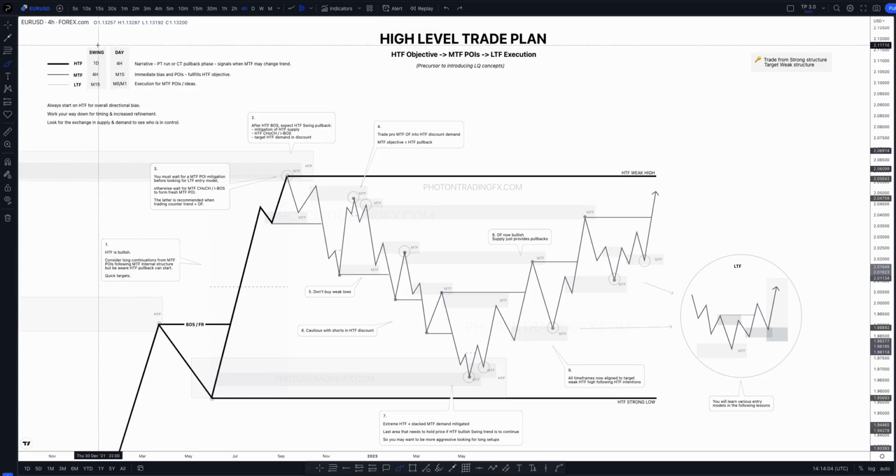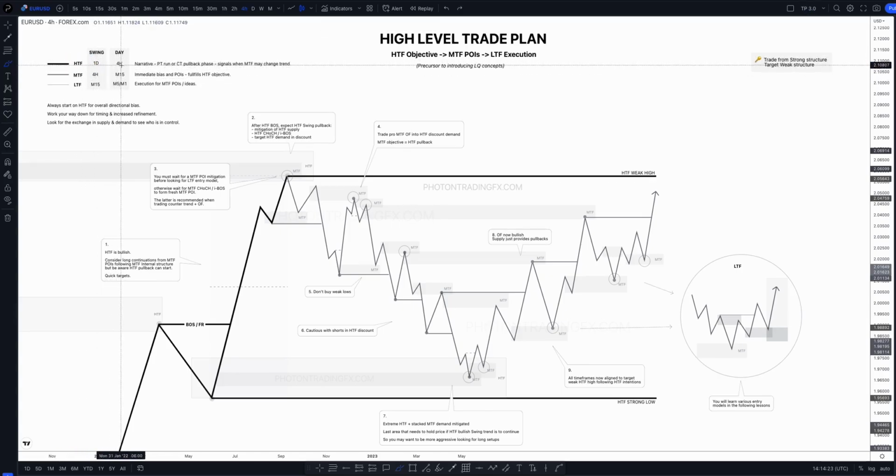So let's say you're a swing trader, and this is what we recommend you start off with: M15 entries, okay? So you'll be using M15 entries, that's your lower time frame, but you'll be trading 4-hour ideas, okay? So your medium time frame will be the 4-hour chart, and then your daily is your higher time frame.